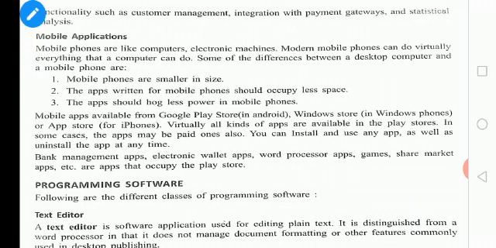Mobile phones are smaller in size. The apps written for mobile phones should occupy less space. The apps should hog less power in mobile phones. So compared to PCs, mobile phone apps will use reduced space. And also you can see that nowadays you are able to browse in the Google Play Store, isn't it?